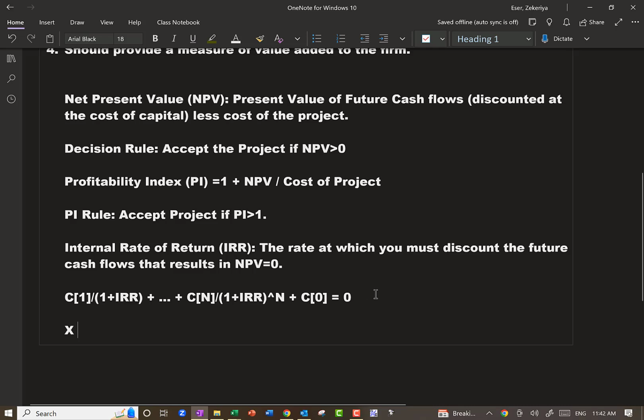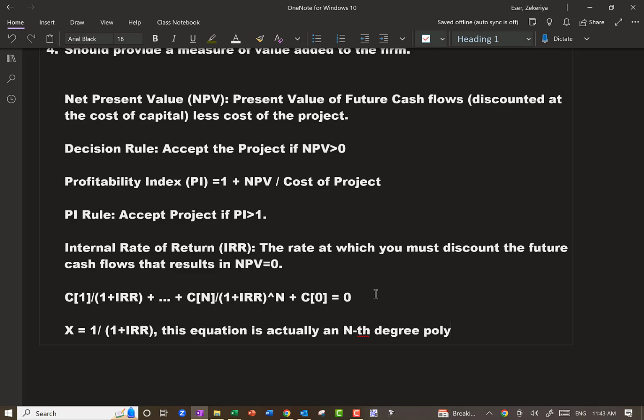If you define X as 1 over 1 plus IRR, this equation is actually an nth degree polynomial in X and in general it may have up to n distinct solutions.